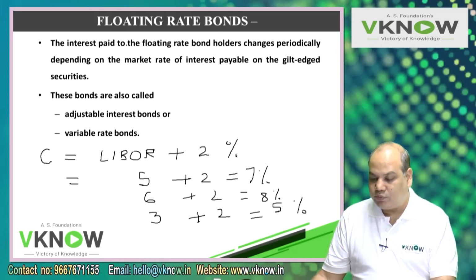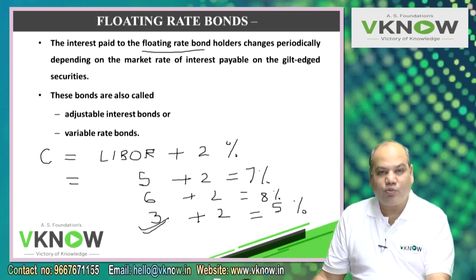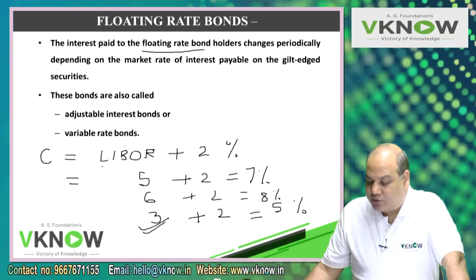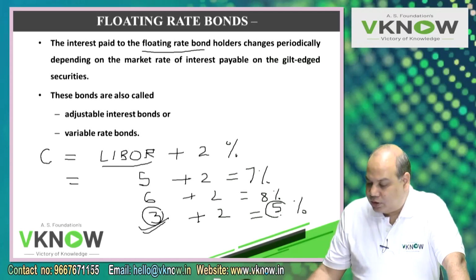Why will a company issue a floating rate bond? Your question would be, why would a company issue a floating rate bond? Companies issue floating rate bonds because they expect that interest rate will fall. Because once you issue a fixed coupon rate bond, then every year you have to pay the same coupon, even if the market rate of interest has gone down. But if you issue a floating rate bond linked to some benchmark rate which is expected to fall, then when the benchmark rate falls, you will have to pay a lower rate of interest.